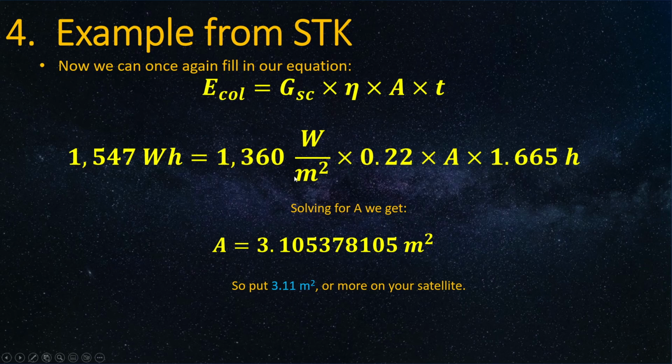Well, here's my solar constant, or flux density. Here's my efficiency. The area is what I want to find. And remember, I will be in sunlight for 1.665 hours. So I plug all of those in, and I solve for it, and I find that the area needed for this satellite under these conditions is 3.10538, and I'm going to stop, or 378. I'm going to stop there. By the time you're going to that many significant figures, round up at least a little bit. I would only go to 3 or maybe 4. I would only go to 3 significant figures and base your design off of that. So that's what we would need on the satellite.